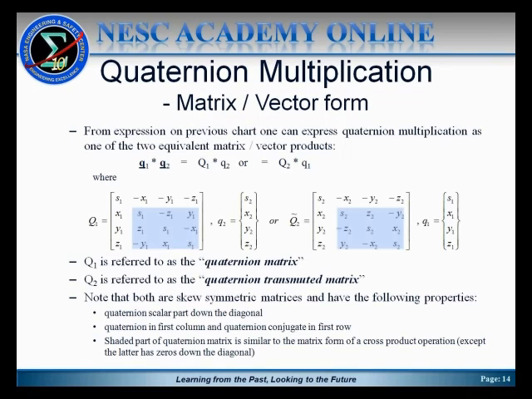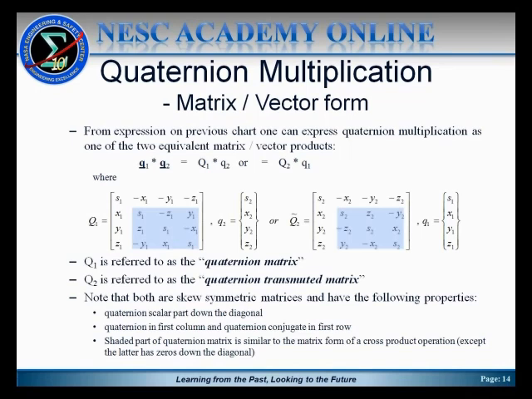Capital Q1, the form shown on the left of the equation above, is referred to in the literature as the quaternion matrix. Capital Q2, the 4x4 matrix shown on the right side of the equation above, is referred to as the quaternion transmuted matrix. You'll see those terms quite often in the literature, so just keep in mind which form those are.